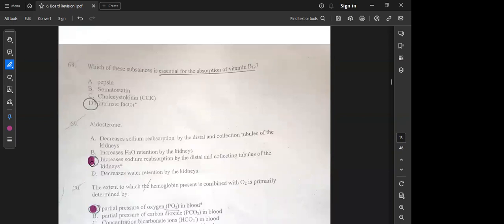I think for this one, it mostly increases sodium reabsorption, which indirectly will be water. There'll be water reabsorption also. But it's direct, it's sodium, yeah.